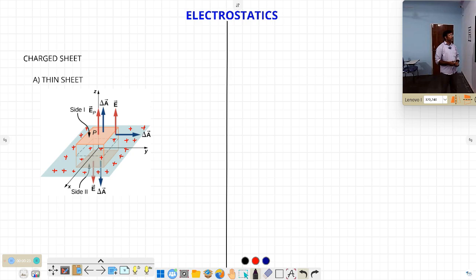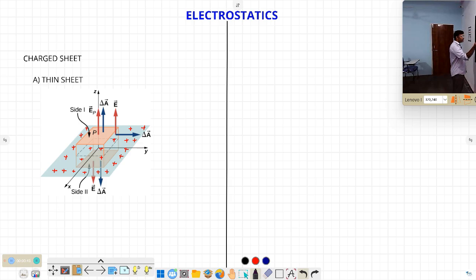So the first one, we already completed in the previous class. Today the first one is charged sheets we are going to discuss. There are two types of sheets we have: thin sheet and thick sheet. What is the meaning of thin sheet? The thickness is very small. So now we give the charges onto this one. You can see the diagram.